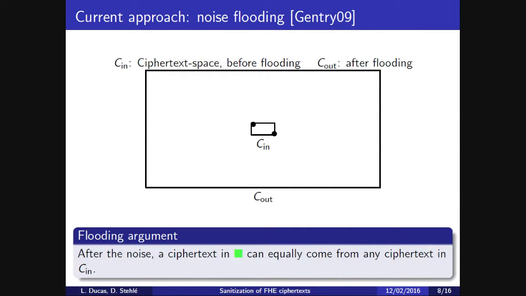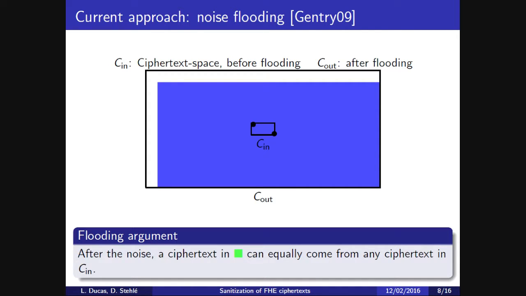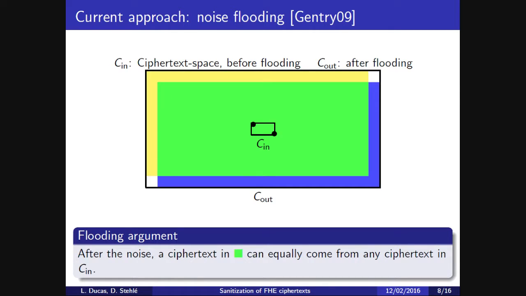So the current approach to tackle this issue is called noise flooding. We start from a ciphertext that comes from a very small space, which we call C-in, the ciphertext space before flooding. And what we're going to do is add some noise to this ciphertext, much more noise than what it already has. Here I'm adding some blue noise to this point on the bottom right. After this noise, the ciphertext might be anywhere in this blue area. If I do the same thing now with yellow noise to the other point, I get this yellow region, and the intersection is the green region.